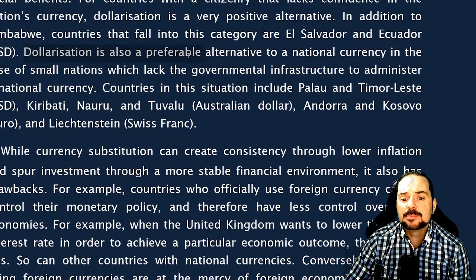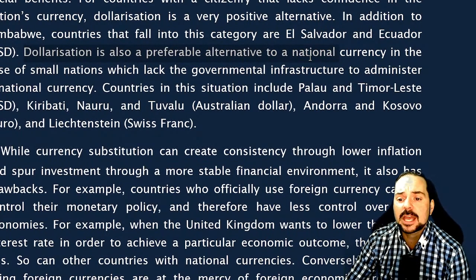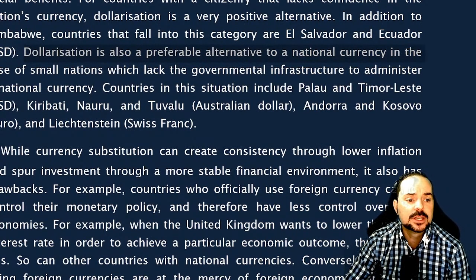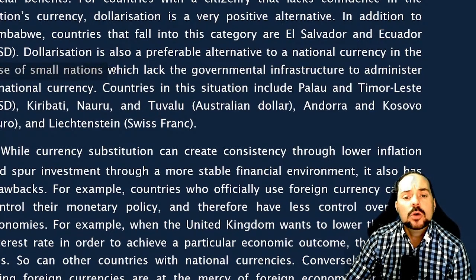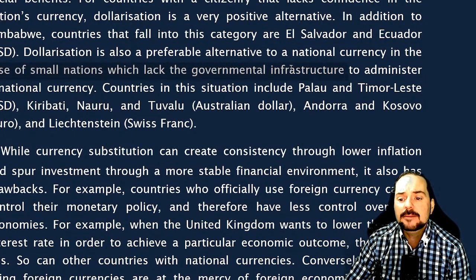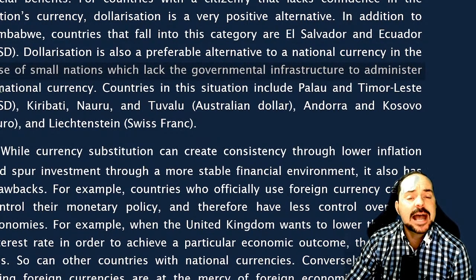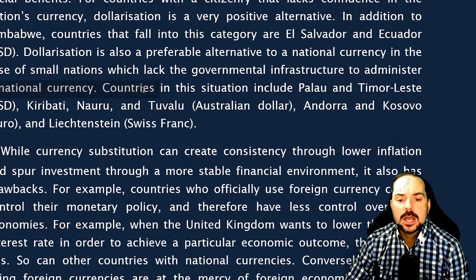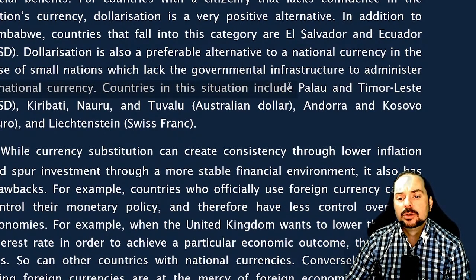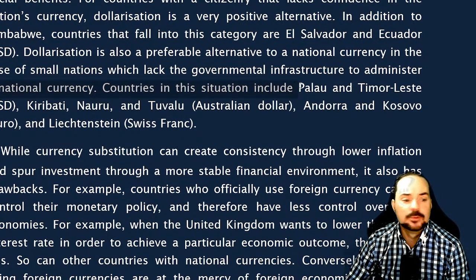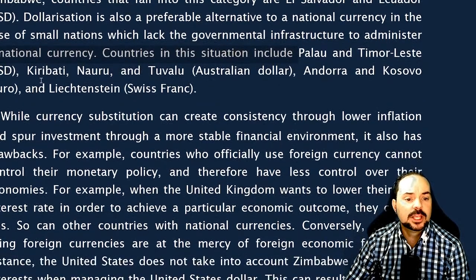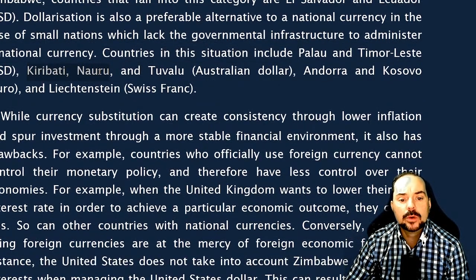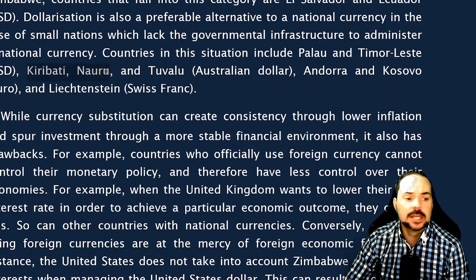Dollarization is also a preferable alternative to a national currency in the case of small nations which lack the governmental infrastructure to administer a national currency. Countries in this situation include Palau and Timor-Leste, US dollar; Kiribati, Nauru, and Tuvalu, Australian dollar; Andorra and Kosovo, euro; and Liechtenstein, Swiss franc.